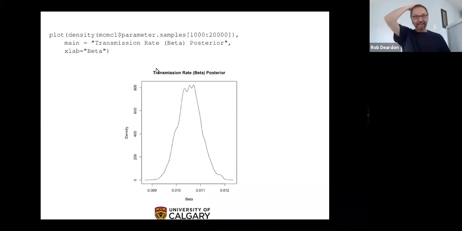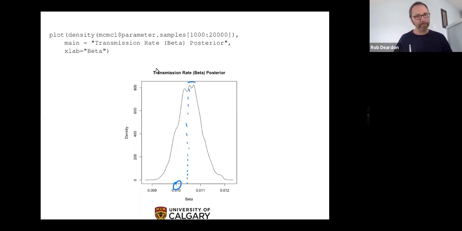Okay. So if I take that output and do a density plot of that, we can see what the posterior for the beta parameter looks like. The true value was, I think, 0.01, and you can see we're getting a mean or a median close to that.